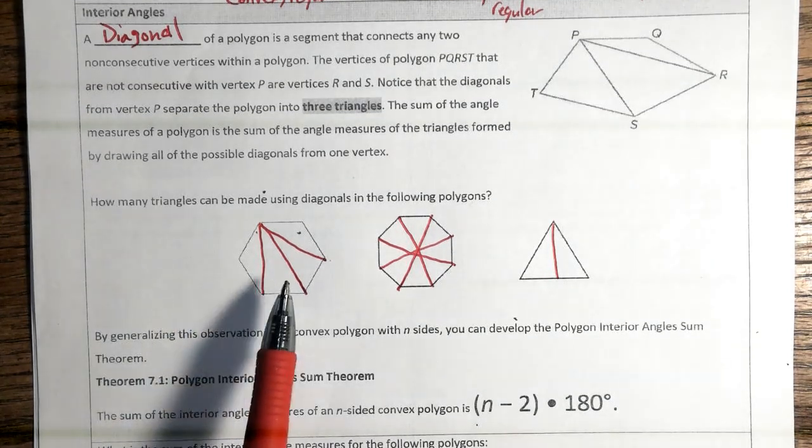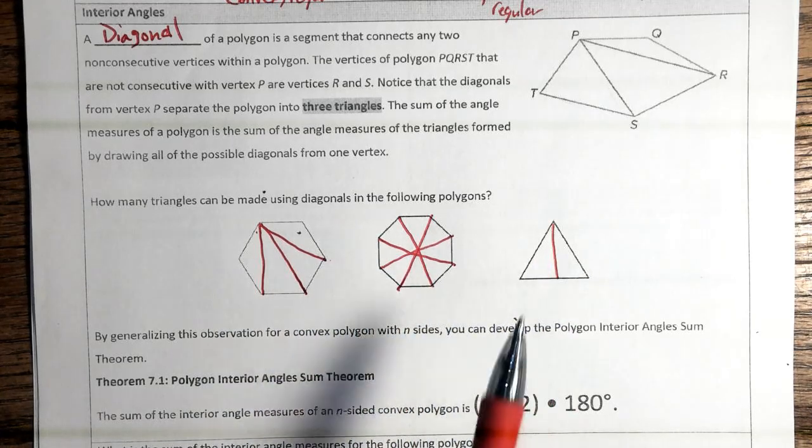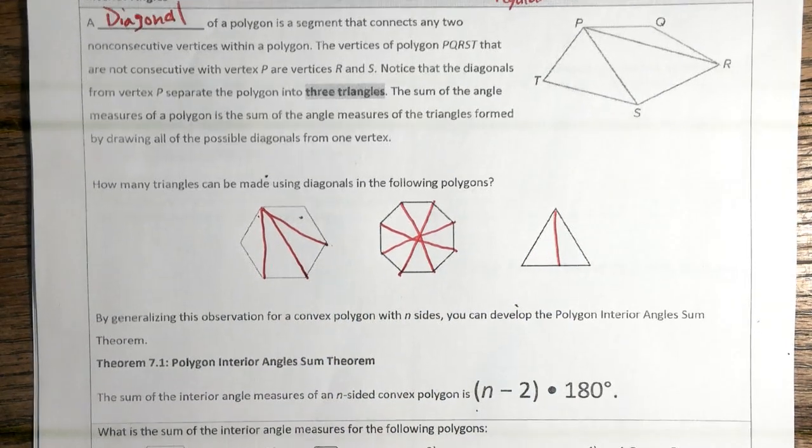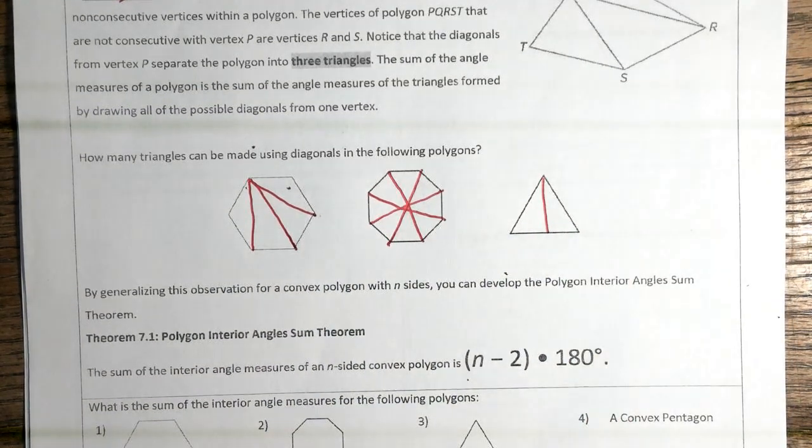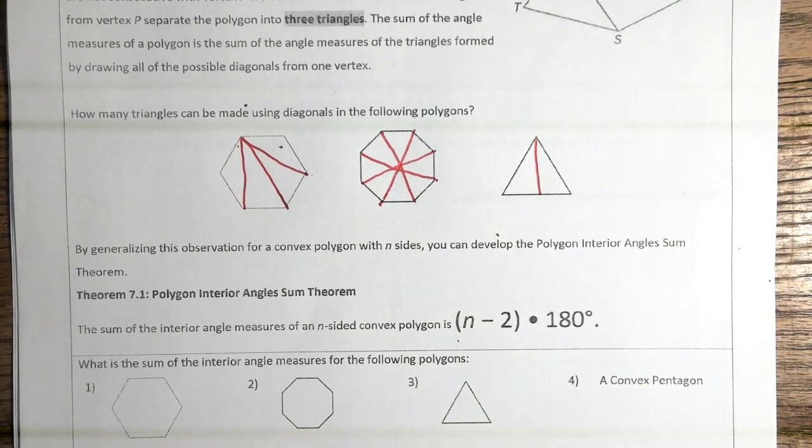All right, so we have 4 here, we have 8 here, 2. Luckily, we're not going to use this to find the interior angle measure. We're going to use a formula and make it a lot easier.